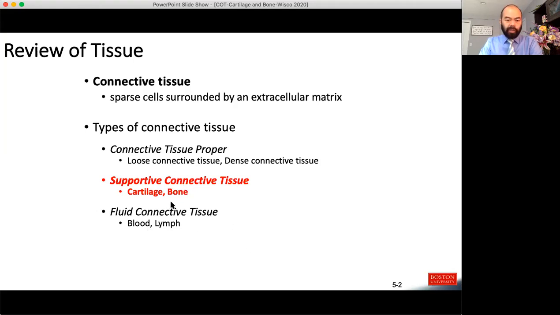So the supportive connective tissues include cartilage and bone, and they are very different in how they look and in their particular functions. I look at connective tissue proper as more of a filler, like a packing peanuts type of function. They also provide barriers to structures, containment. Blood functions as a tissue to transport oxygen, nutrients, toxins, carbon dioxide. Lymph is transferring a watery substance throughout the body. So definitely different functions between the different types of connective tissue.